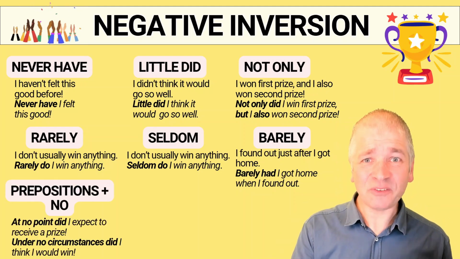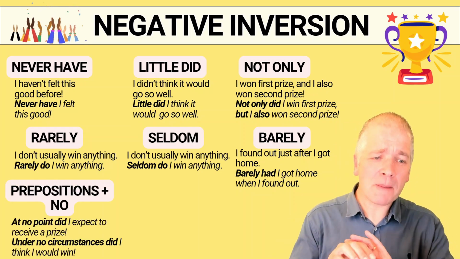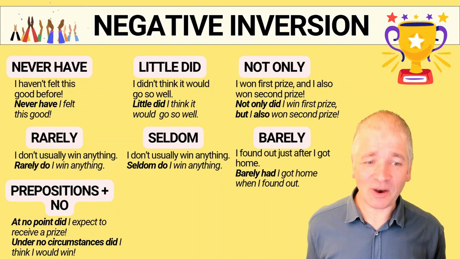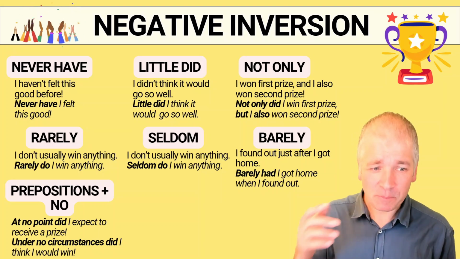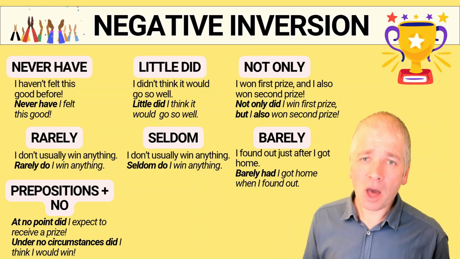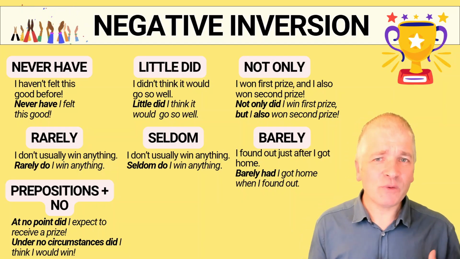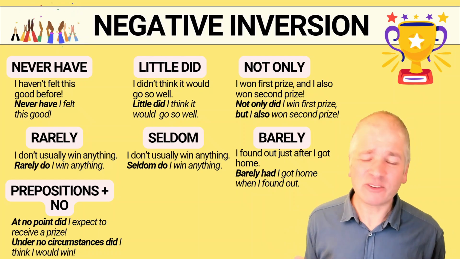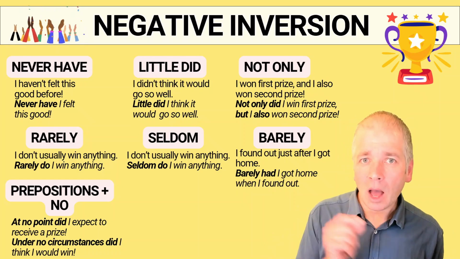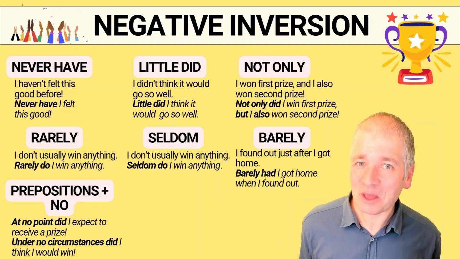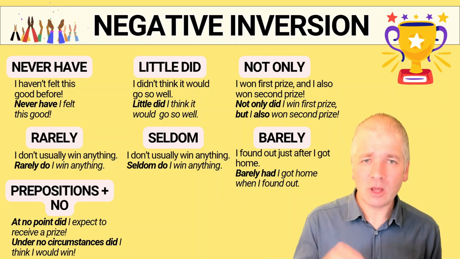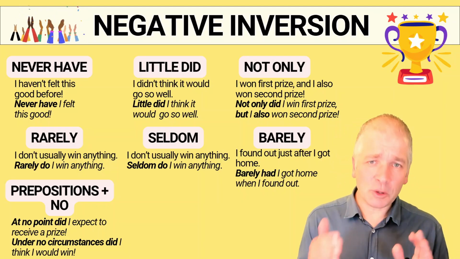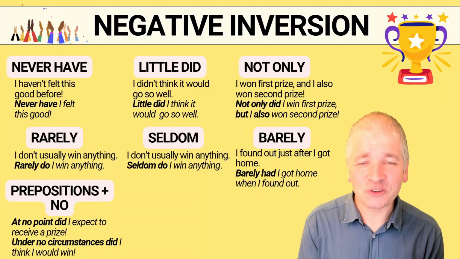Another way of using negative inversion is starting with a preposition followed by no. At no point did I expect to receive a prize. So preposition at, then no, and then the information that follows the preposition. At no point did I expect to receive a prize. Under no circumstances did I think I would win. So under is the preposition, no, then the information that follows the preposition, then the auxiliary followed by the subject in the inverted way that we've learned before.